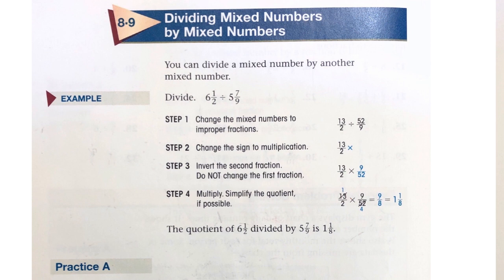Cross-canceling helps. So they cross-canceled. 13 divided by 13 is 1, and 13 goes into 52 4 times. Now 1 times 9 is 9, 2 times 4 is 8. This improper fraction should be simplified by dividing the number on top by the number on bottom. You can fit 1 whole 8 with 1 left over out of 8. So the quotient of 6 1/2 divided by 5 7/9 is 1 1/8.